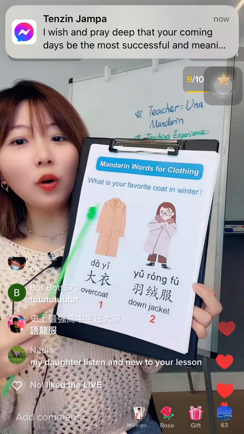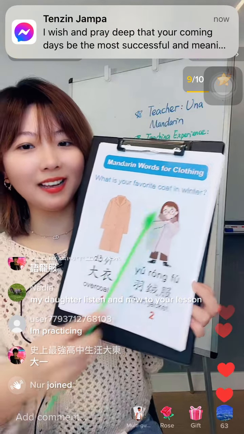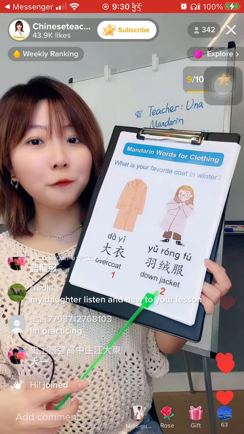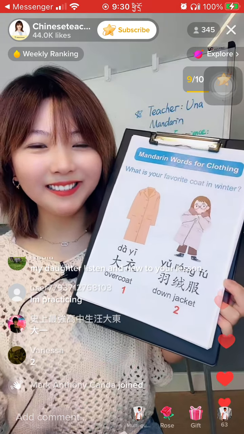Okay, so everyone, what is your favorite coat in winter? Is it number one, 大衣, or number two, 羽绒服? Let me know in the comments.